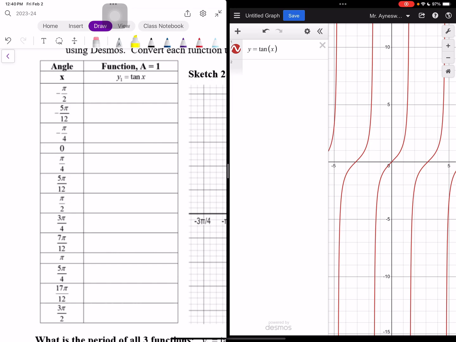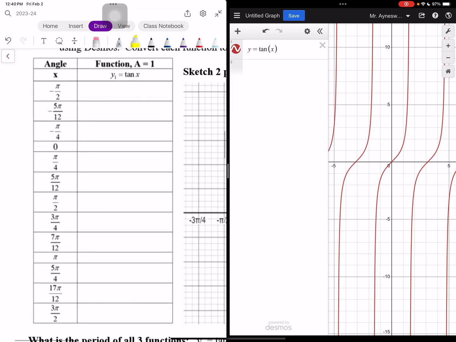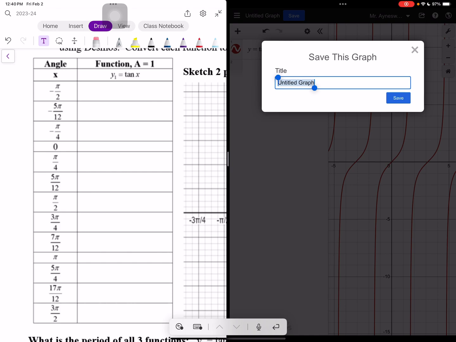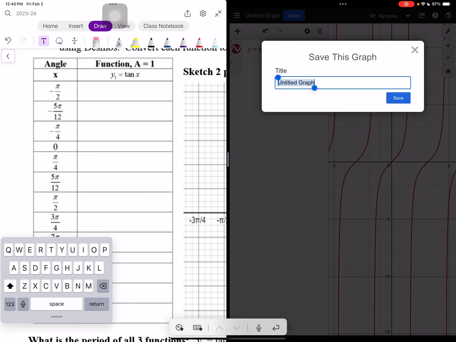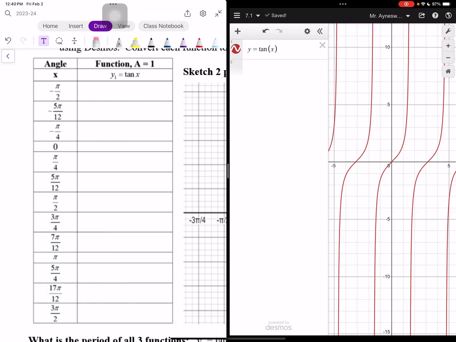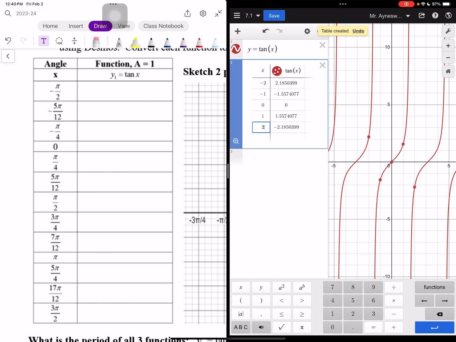We're going to figure out where tangent is defined at all of these angles. To do that, you go up at the top here. And by the way, click on the save button, and then save your work. Call it 7.1. We're in Unit 7, first lesson here. Click on the gear at the top, change it to a table, and we're going to delete all these first because they're not appropriate, because we have totally different angles for the tangent function.